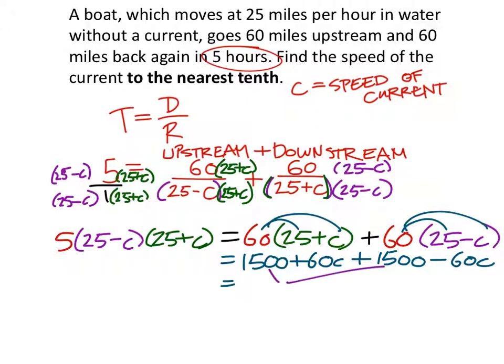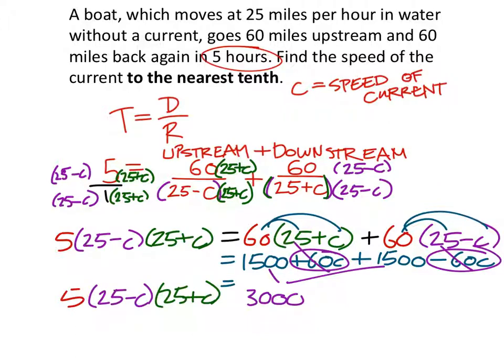Right, I can combine my 1500s to get 3000. And then this 60C cancels out with this negative 60C. They just zero out there, okay? Now you may be wondering what happened to our C's. Well, we still have some on the left side that we'll need to take care of. And for this one, well, let's do this a little different, okay? So this equals 3000. Let's get rid of that 5. Be nice to get rid of that 5, right? So let's divide both sides by 5.